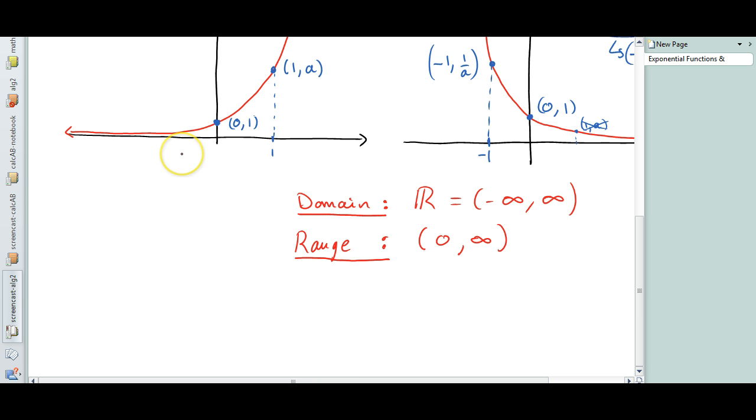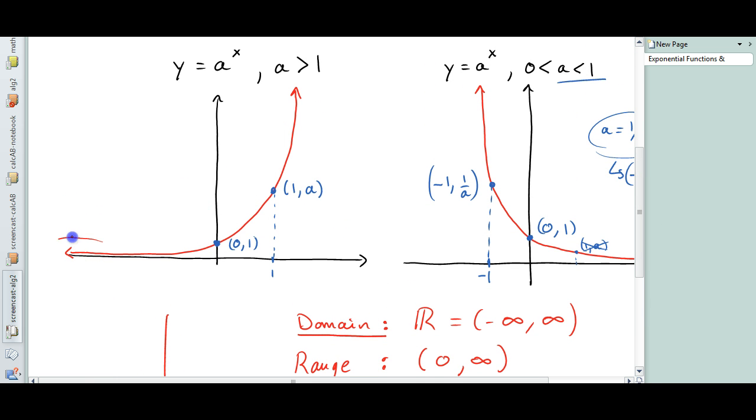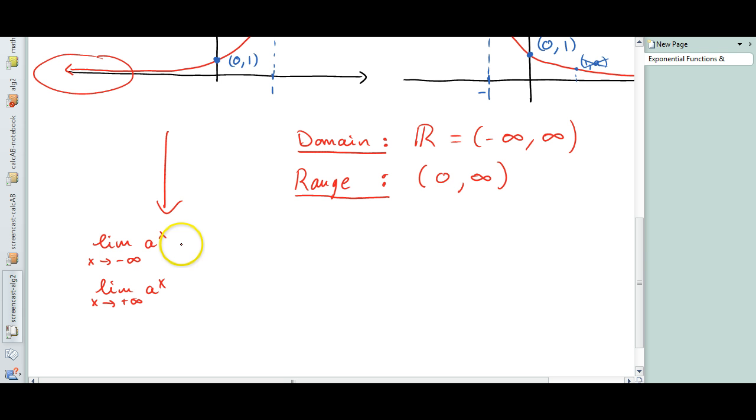For this type of functions, this is true for both, right? What's the limit of a to the x as x approaches negative infinity, and what is the limit of a to the x as x approaches positive infinity? All right, well, let's look at it. If the input approaches negative infinity, the output is approaching 0, right? If x moves to the left, look at the y's. The y's of all these points is getting closer and closer to 0.